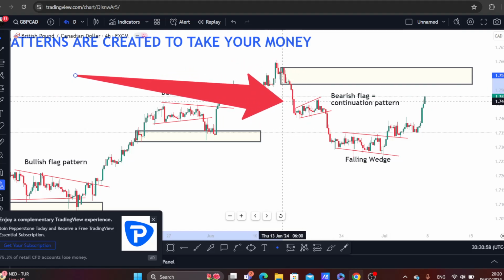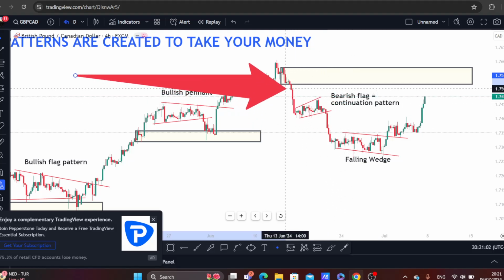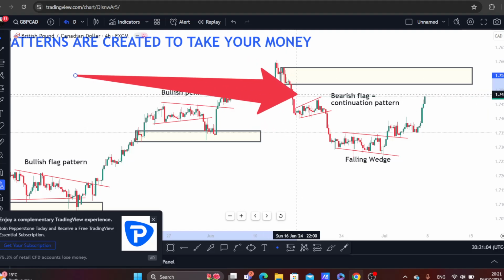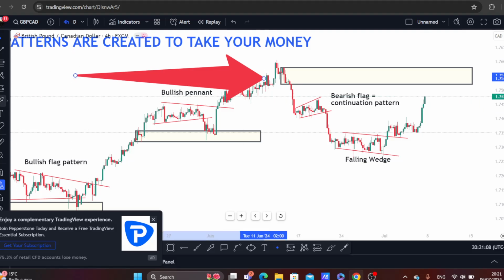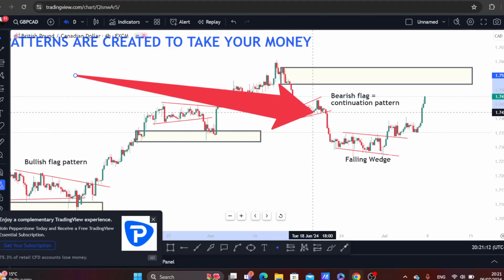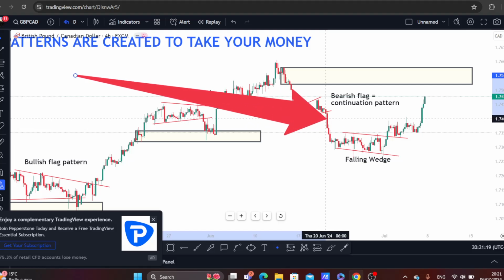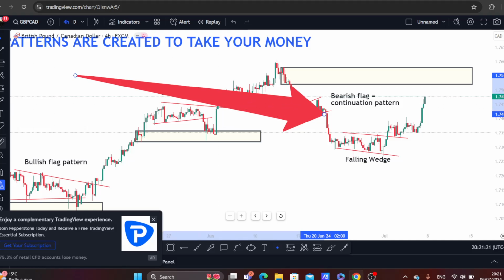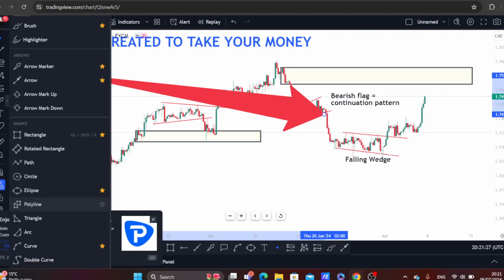And then we had this bearish flag pattern, which is a continuation of the short move down here. So if you have gone short at this breakout, because with this candle, that's a confirmation. This big bearish candle, that is your confirmation.